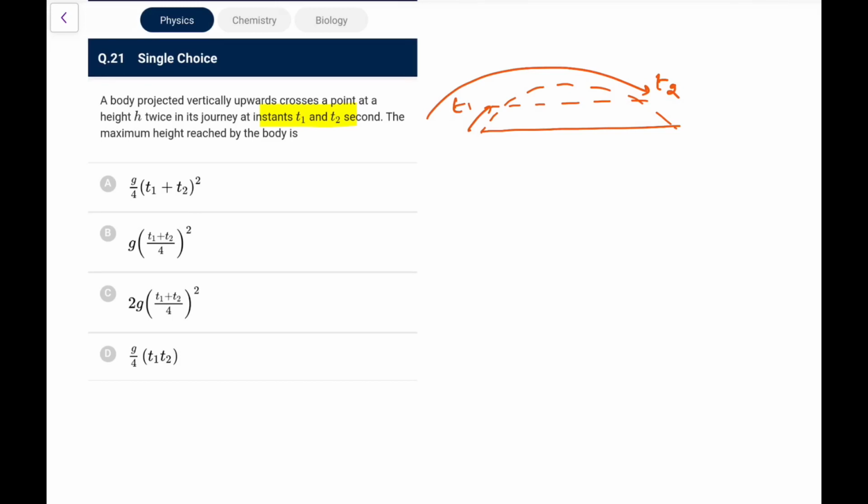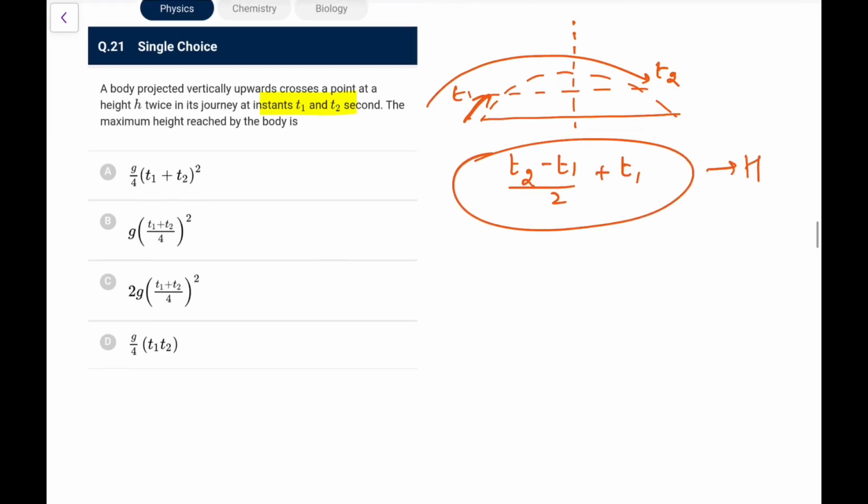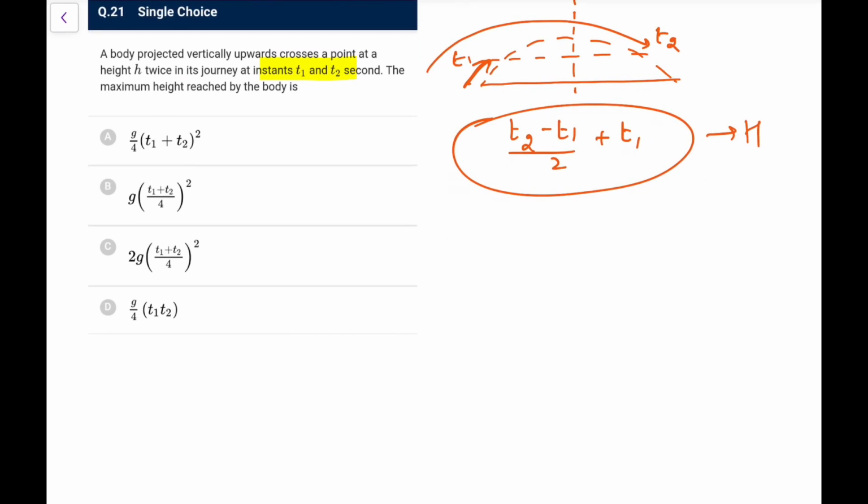First of all, at both the instants, we know it would be at maximum height somewhere in between, and that time I can write as (t2 − t1)/2 + t1, because this is the t1 time and this is the complete t2, so half of this difference added to t1 is the time it would be at the maximum height, let's say capital H. If I solve it, this time comes out as (t1 + t2)/2.